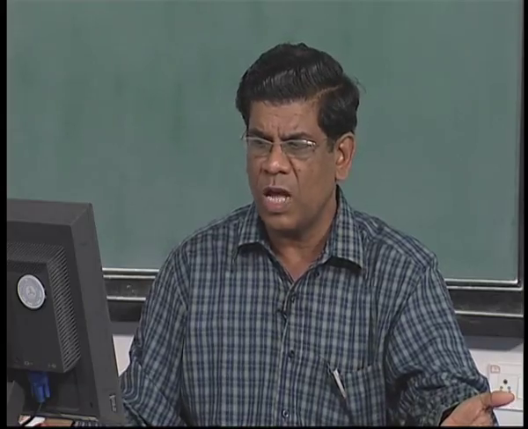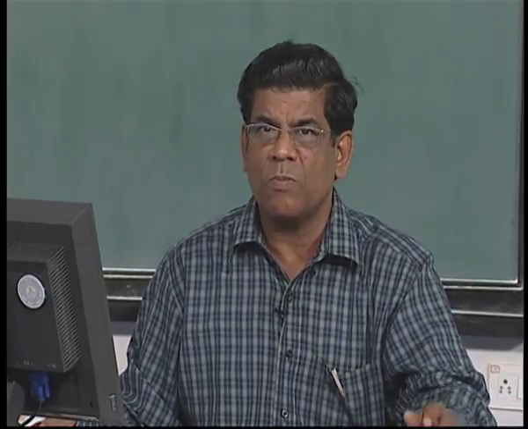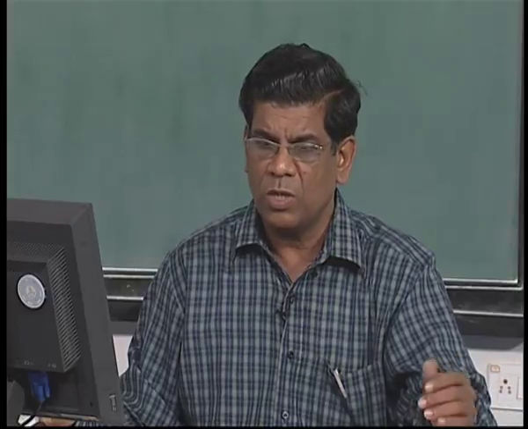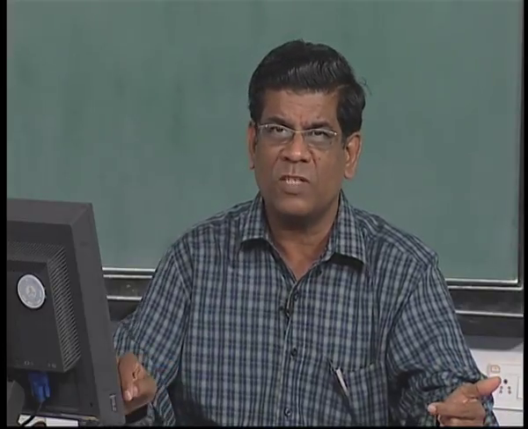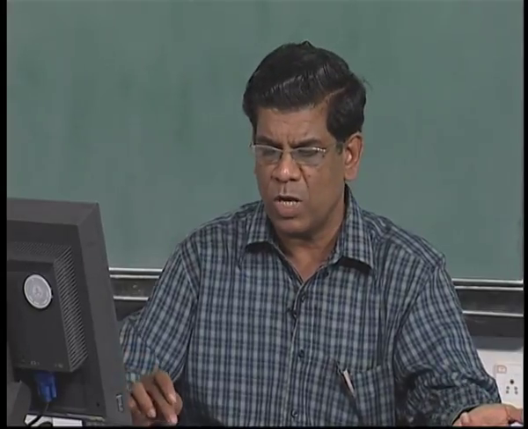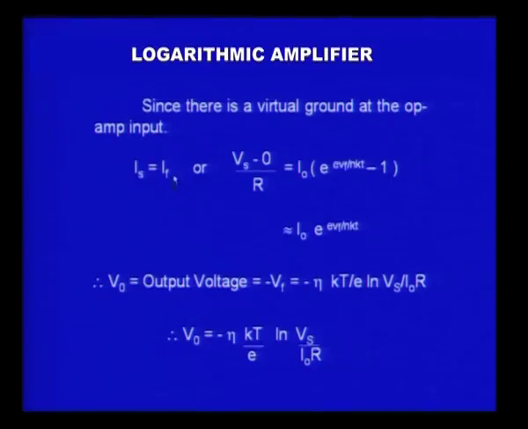V0, of course, is the output voltage and that will be equal to minus VF, because the current is flowing towards Vout, and therefore it has to be a negative voltage. So, the output voltage is minus VF, and that is minus eta times kT by E ln Vs by I0 R, from the equation that we have already got. So, V0 is equal to minus eta into kT by E into ln Vs by I0 R, that is obtained by taking the logarithm so that you can get rid of the exponential.